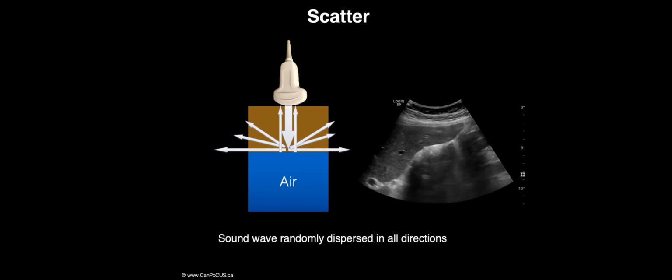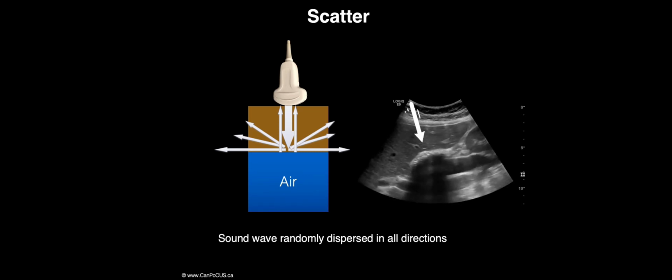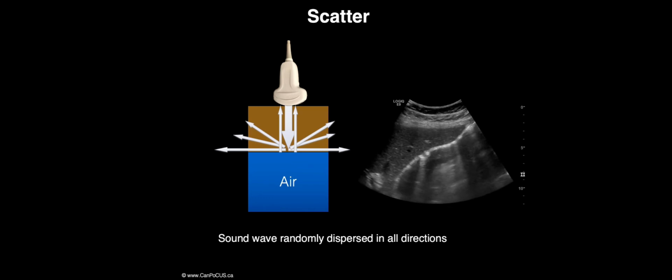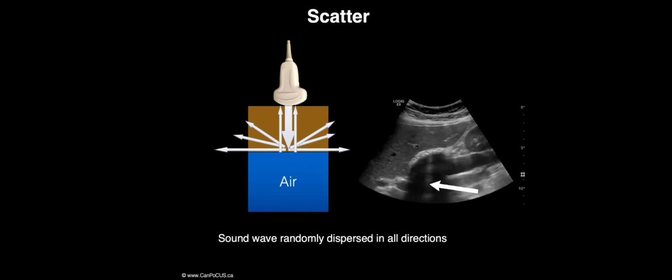In this clip, just deep to the liver, a loop of bowel can be seen. The bowel contains air. At the interface between the liver and the air-filled bowel, an irregular, brightly echogenic line is seen. Deep to this line, a dirty shadow is also visualized.